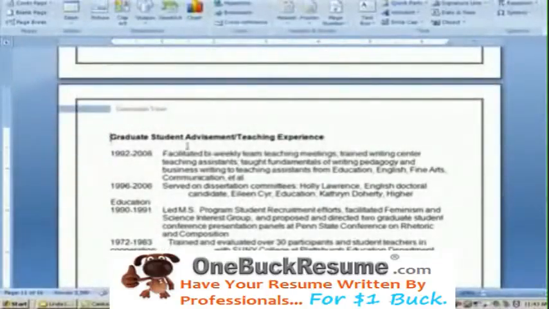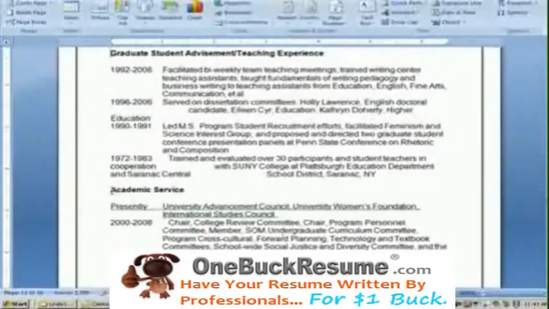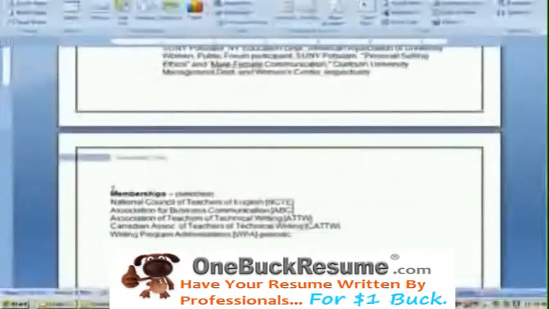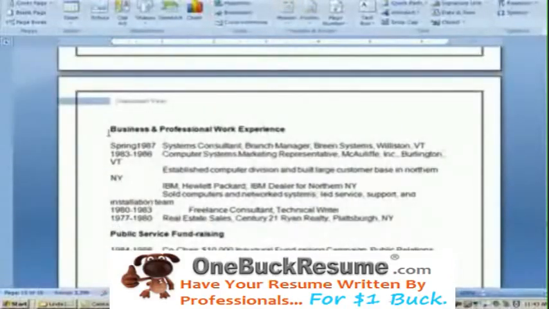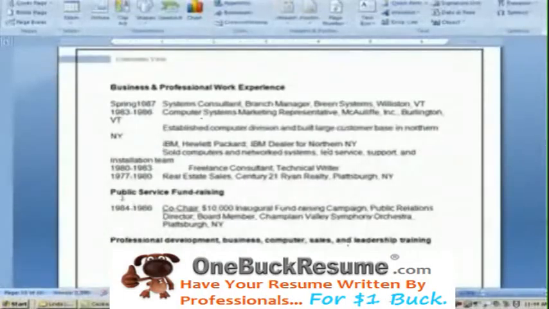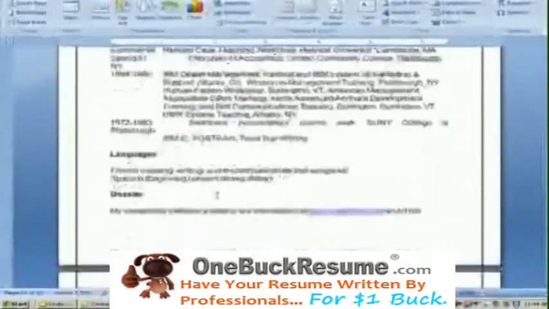And graduate student advisement, which most of you have done some of course, and teaching experience. And your academic service. Memberships, that you may be a member of any association or organization. And if you have any business and professional work experience outside of the academic world, this would be a good place to put that as well. In this case, this example has some public service fundraising as well. And professional development outside, again, the academy.